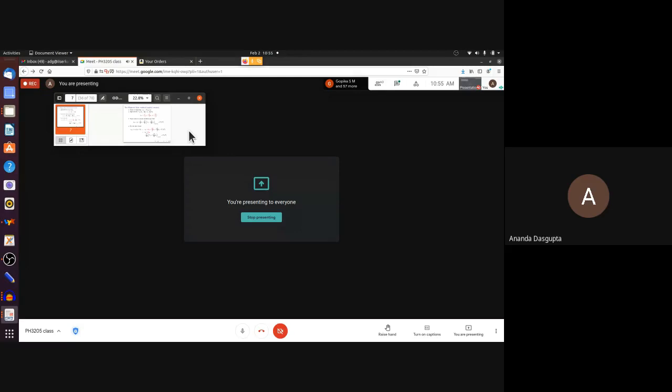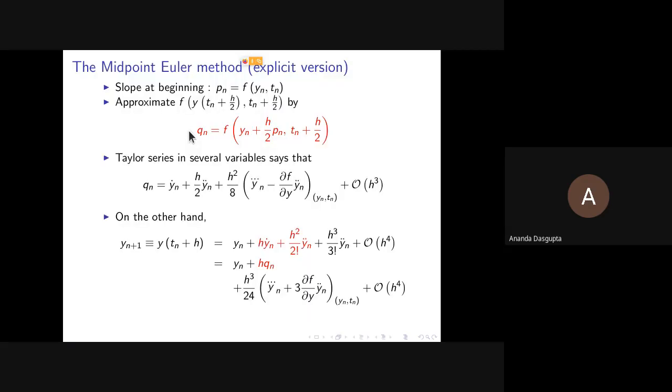So what we have managed to show is that we have improved upon the Euler method. The midpoint method has a local error of order h cube and a global error of order h square. And in the worksheets, I will give you problems where you can actually explicitly check this. That is, you can check that this method, the midpoint Euler method, gives you smaller errors for the same h compared to the Euler method.